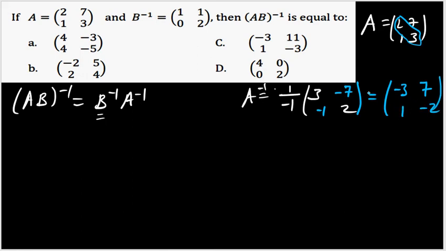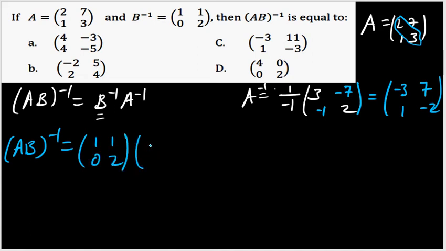Because negative 1 times 3 is negative 3. Again, 1 over negative 1 means it's negative 1, so negative 1 will multiply each of them. This is the A inverse. Therefore, AB the whole inverse is equal to, as we said already, B inverse A inverse. The B inverse is given: 1 1 0 2.